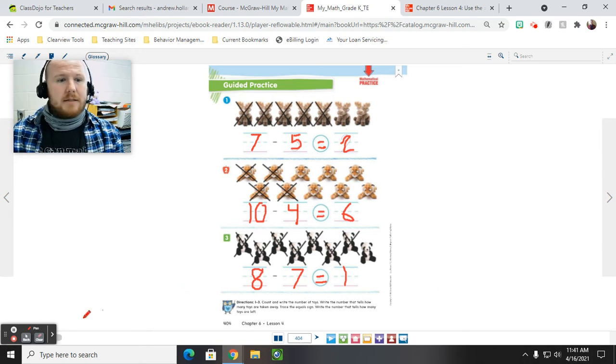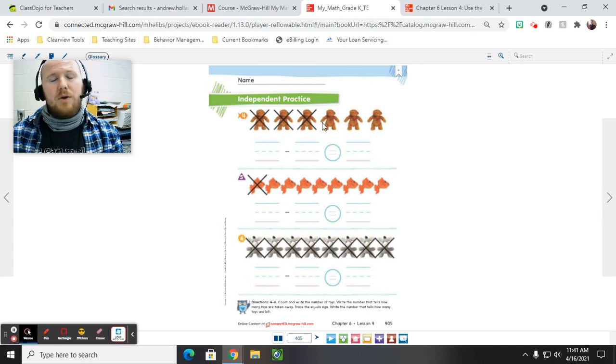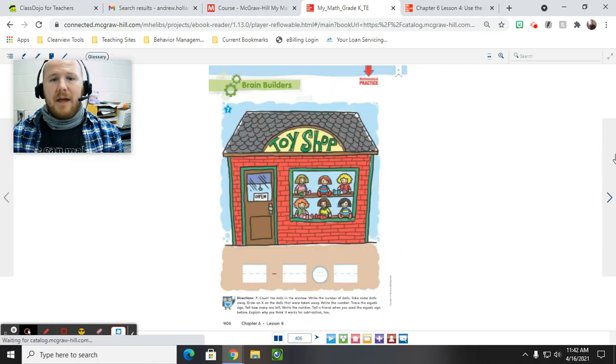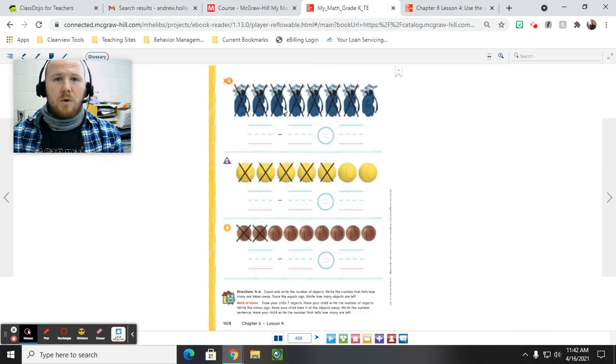So let's clear that and go back to that and see this is what you're going to work on, and you guys know how to do this already because they already have everything crossed off. You just need to make sure you put the numbers in the right spot and draw the equal sign to see how many are left. Okay, and then you get to have some fun here at the toy shop. Make sure your parents help you read the directions so you're writing the right numbers, and the homework is just like the work we've done, except it's got sports stuff like golf clubs and tennis balls and basketballs.